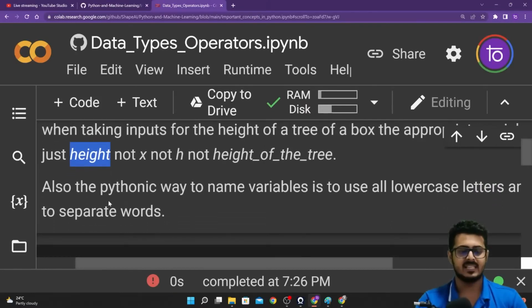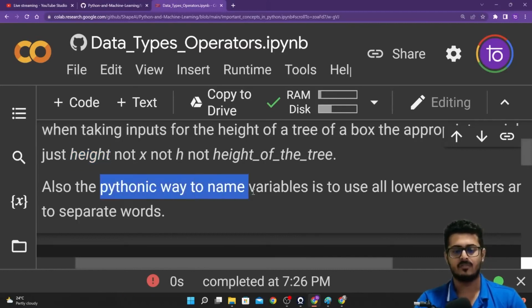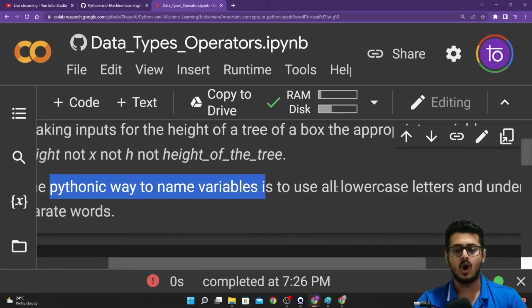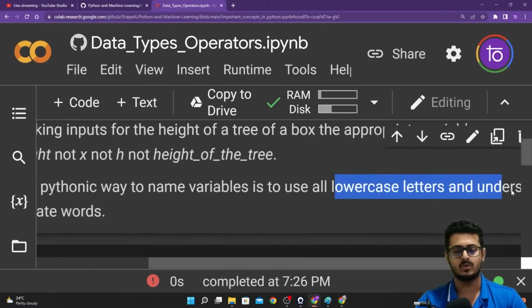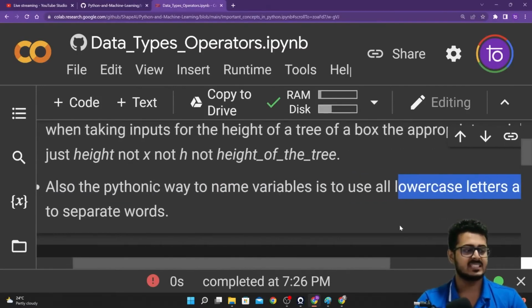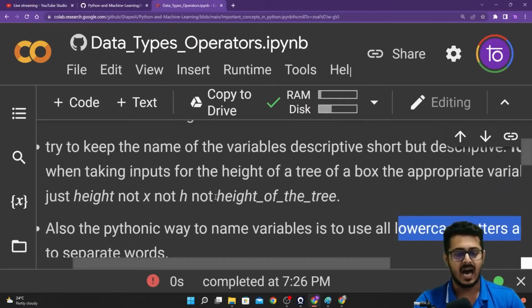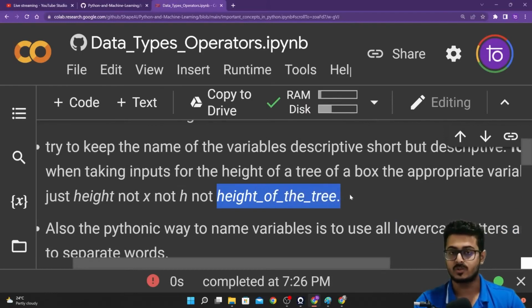The next thing is that the Pythonic way of naming variables is to use all lowercase letters and underscores to separate the words. That is the Pythonic way of naming a variable, guys. You have to use all lowercase letters, no uppercase characters anywhere inside the variable name, and separate the words inside the variable name with underscores. For example, height_of_the_tree, everything in lowercase letters and separated by underscores. This is called snake case.